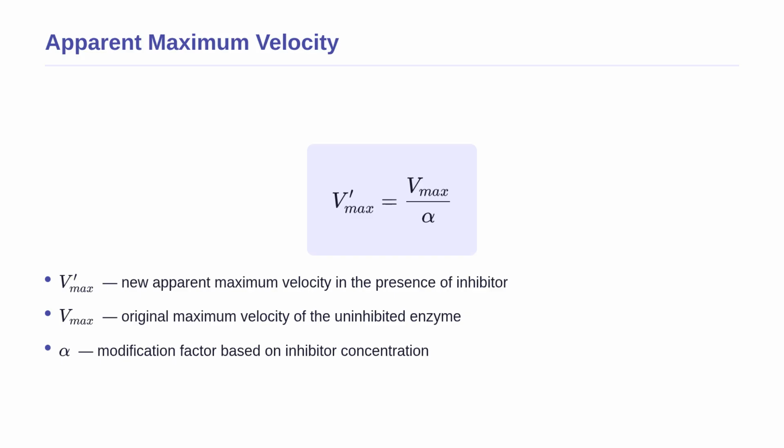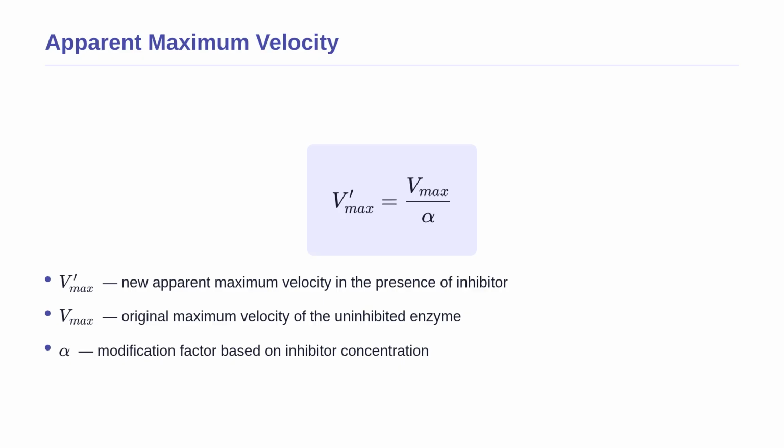To model this non-competitive behavior mathematically, we must show that the enzyme's maximum speed is permanently reduced. We do this by dividing the original maximum velocity by the modification factor. In this formula, V prime max represents the new apparent maximum velocity of the enzyme in the presence of the inhibitor. V max is the original maximum velocity of the uninhibited enzyme. The symbol alpha is the same modification factor we used before, which depends on the inhibitor concentration.